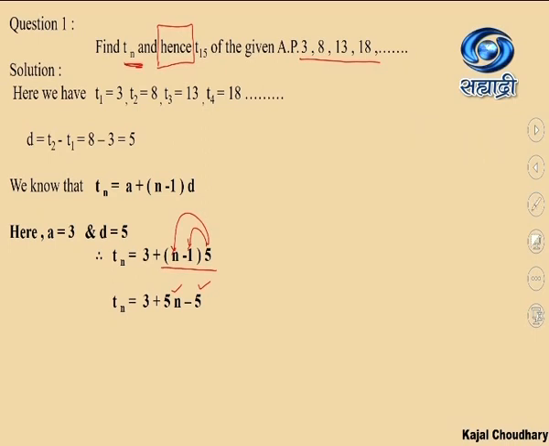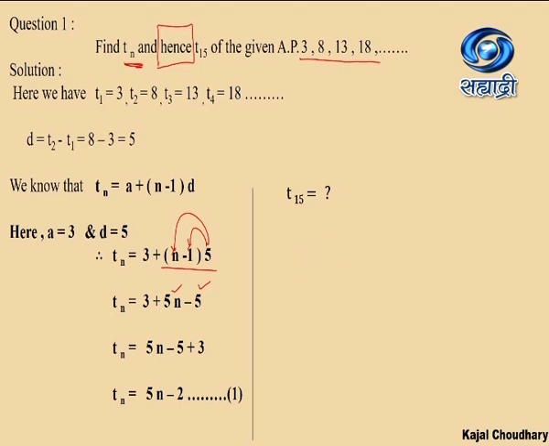Now, if you see 3 and 5, they can be operated because they are like terms. Therefore, Tn goes as 5n minus 5 plus 3. Now, minus 5 plus 3 is minus 2. Therefore, for this particular question, your Tn comes out to be 5n minus 2. Now, this is just half of the question which is done, that is, find Tn.